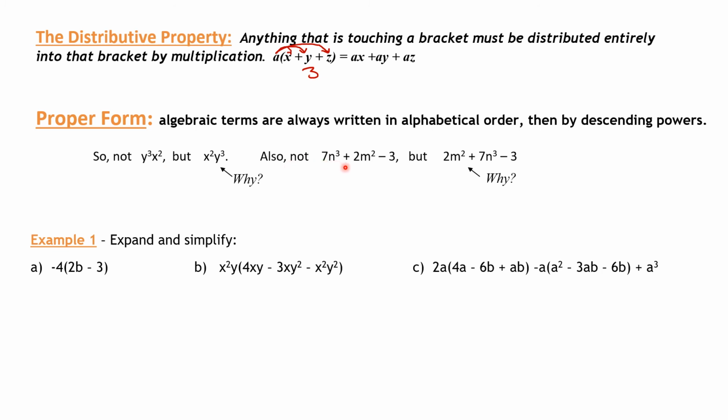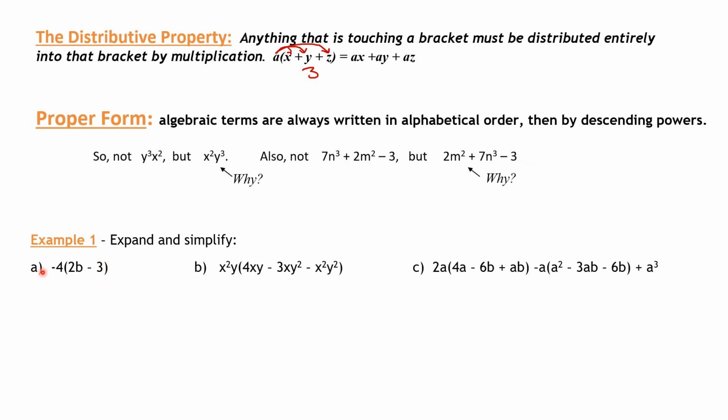Also, we would not write this trinomial this way, but we would write it this way. And what's the reason for that? Same thing, alphabetical order. So the m has to come before the n, and the constant is always last. So whenever you have a constant in an expression, that's always the last thing written.